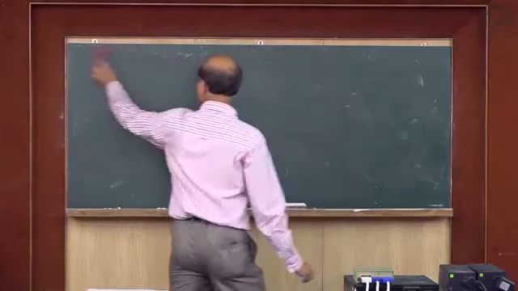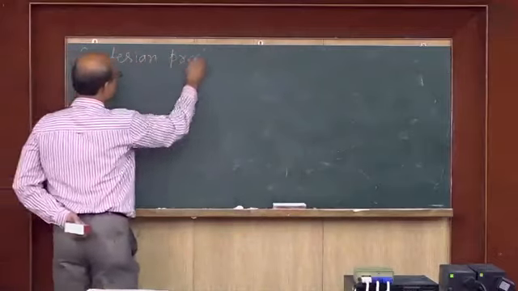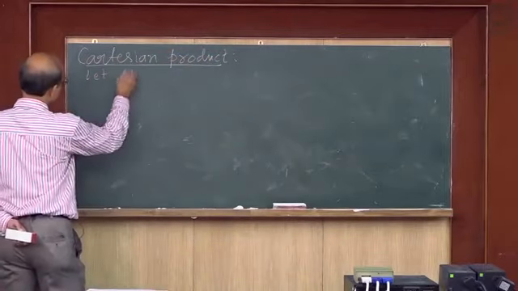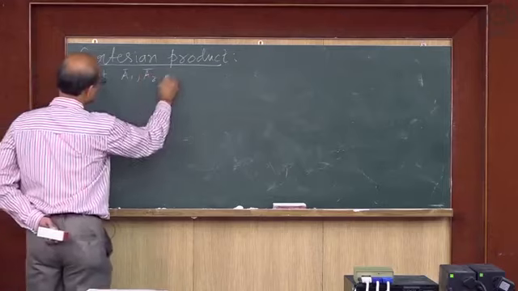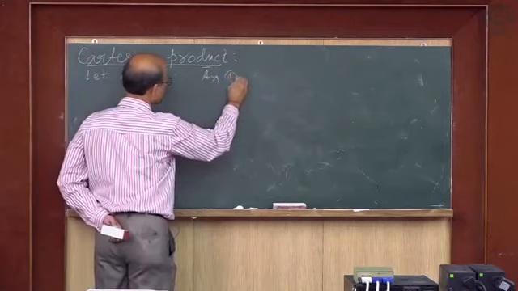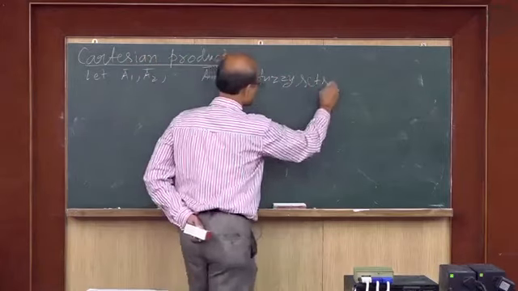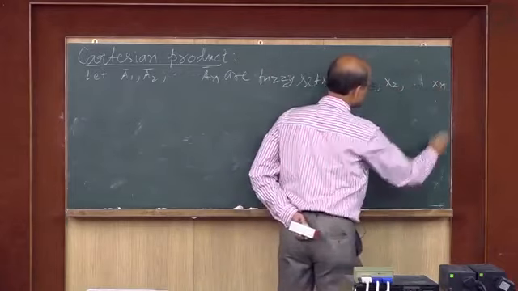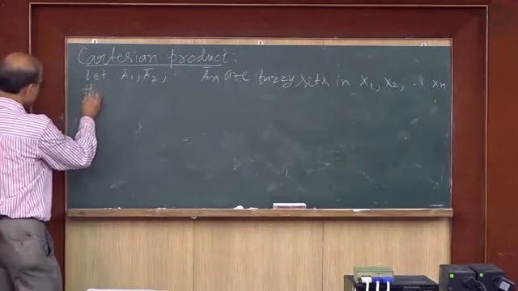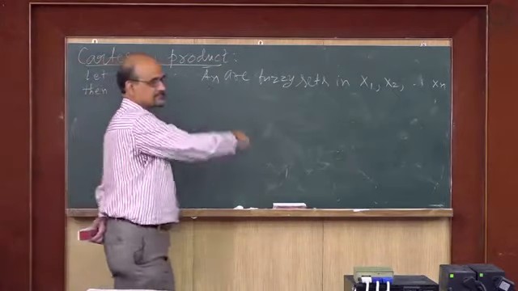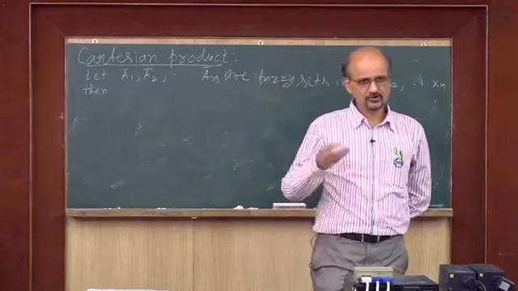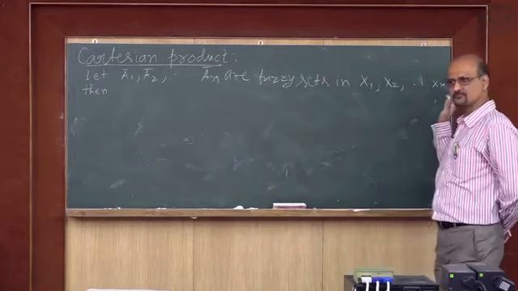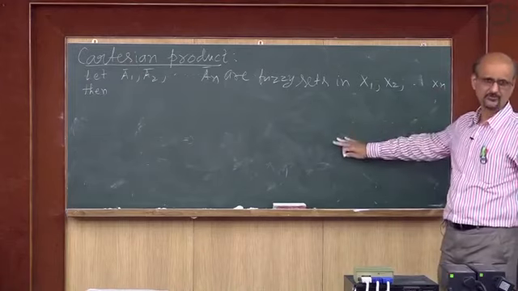Cartesian product for crisp sets you know. So if we have, let a1 bar, a2 bar, an bar be fuzzy sets in x1, x2, xn, then the Cartesian product of these fuzzy sets will be a fuzzy set in the product space x1 cross x2 cross xn, and the membership function will be defined.